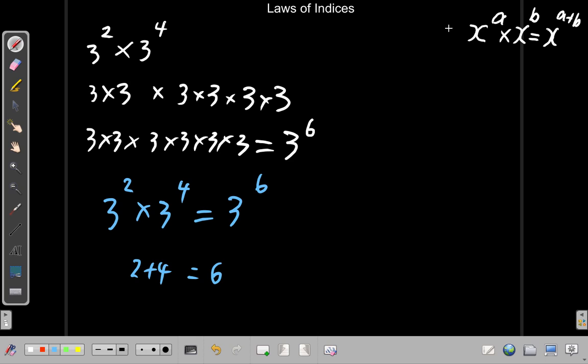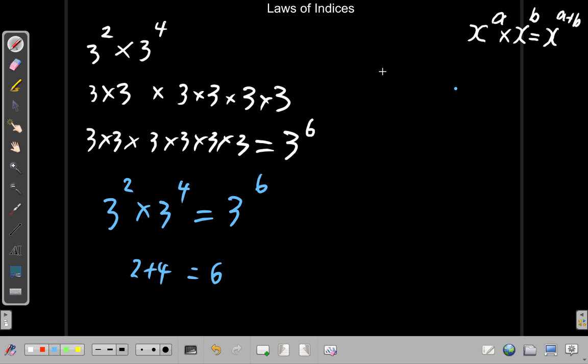You have a number raised to an index, let's say a, in this case it's 2, times the same number raised to another index. You might as well just have the number raised to the power where you add those indices. So that's the first law of indices written here. Let's look at a second law.